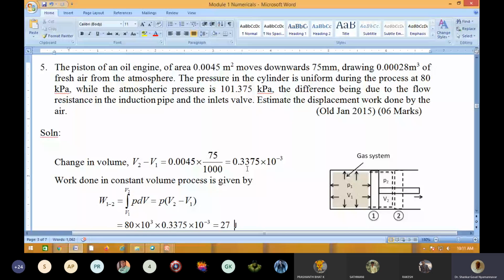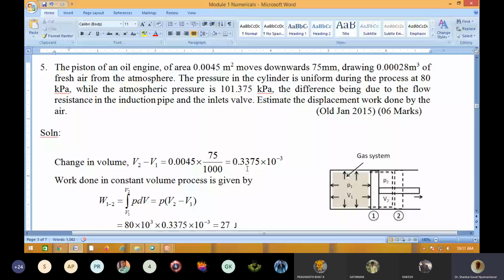0.0045 into 75 divided by... Why am I dividing by 1000? Any idea? 75 is divided by 1000. Why is that? It is 75 millimeter, so I have to convert it into meter. Right? So this will become 3.37 into 10 to the power minus 4 meter cube displacement volume.